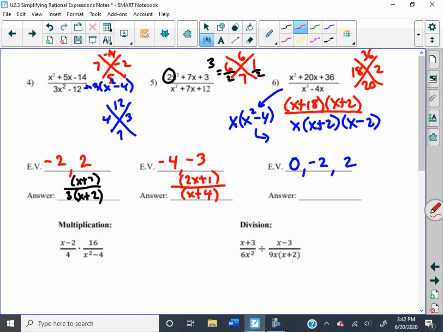Now I'm looking for the same binomials to cancel out. I have an x plus 2 and an x plus 2. And that looks like it. So x plus 18 on top. On the bottom, x times x minus 2.